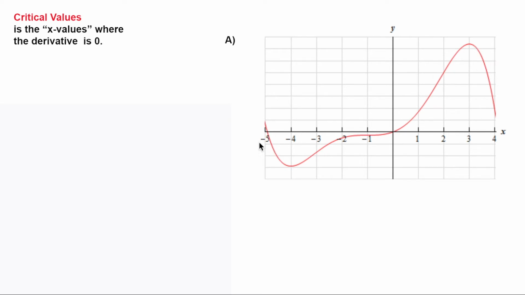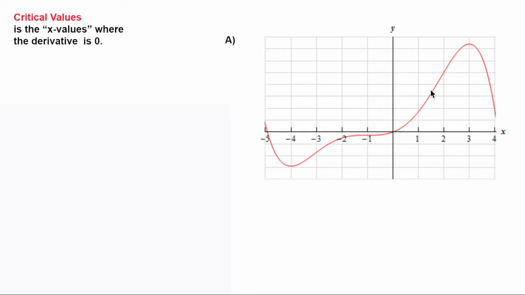So let's take a look and find all the critical values for problem A. Looking at the graph for problem A, notice that when x equals -4, that's where the derivative equals 0. So that x equals -4 is a critical value. Also, at x equals -1, that's where the derivative equals 0. So that's also a critical value.